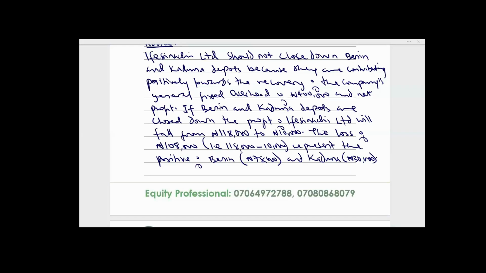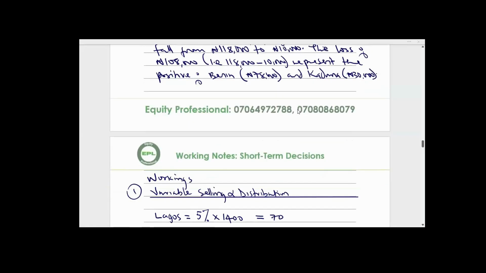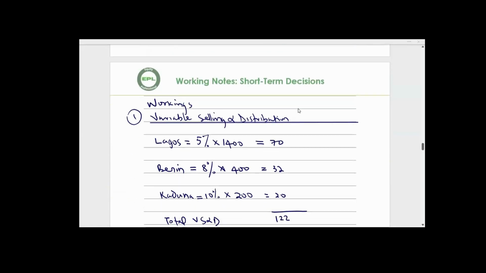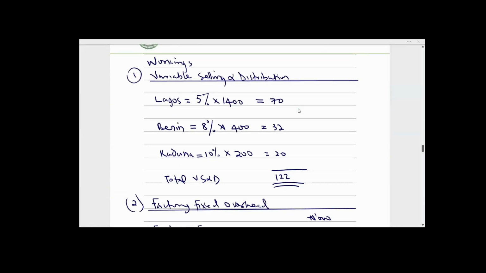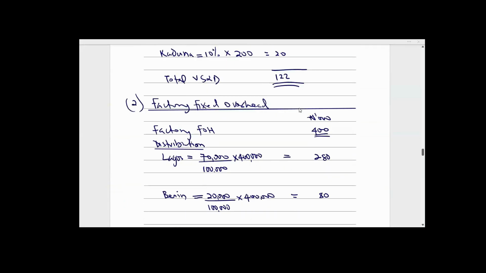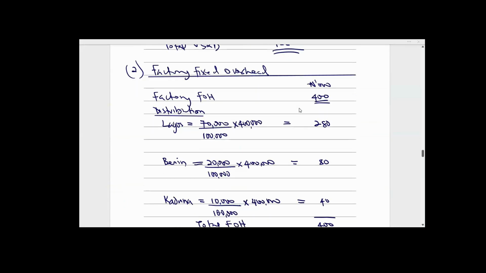Chioma, the fixed overhead in the question is 400,000 naira. We then share it based on the number of units produced and sold. This is how we share the overhead of 400,000. This is the working here.